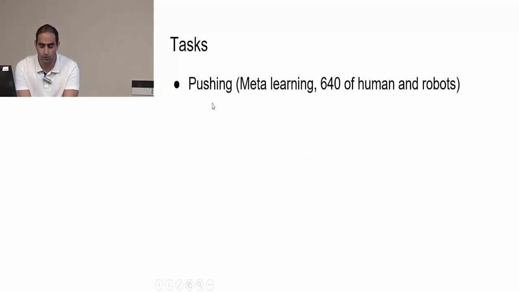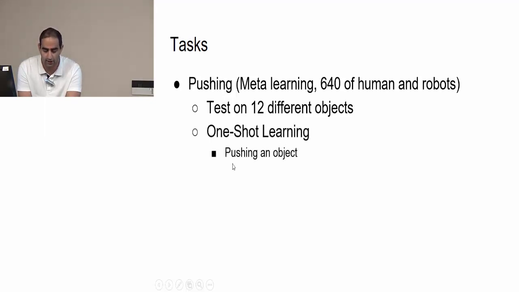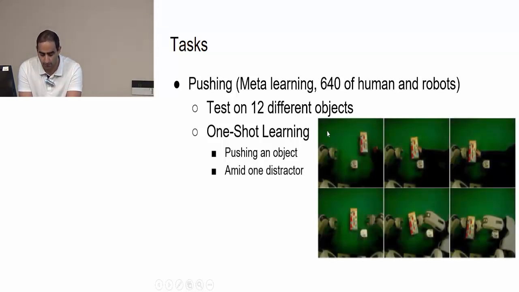Another task is pushing, and they use 640 human and robot demonstrations, and they use 12 different objects which were never seen during training. And again, they use one-shot learning, and the task is to push an object to the left when there is another object on the table. So for each of these 12 objects, for the test, they just have one demonstration of a human pushing something to the left.